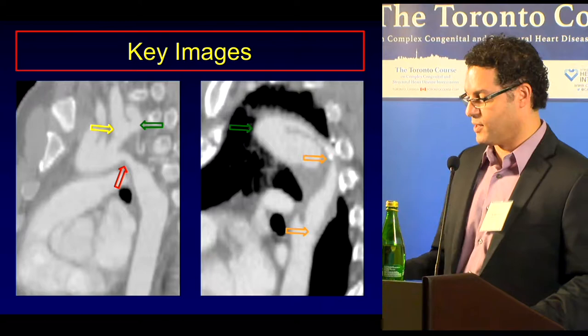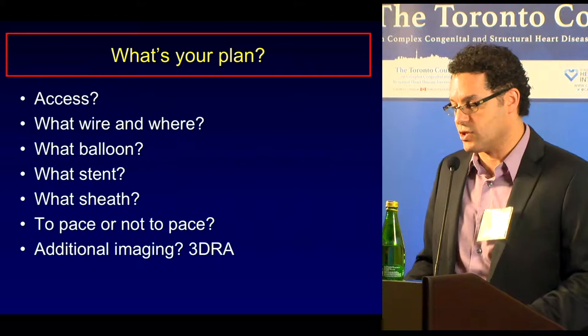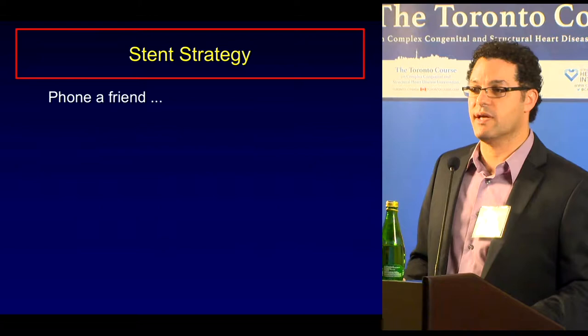So what are you going to use? How are you going to get there? What wire? Where are you going to start? What balloon? What stent? What sheath? To pace or not to pace? Are you going to do additional imaging and 3D rotation? All right, so phone a friend. Anyone have any thoughts? Eric, what would you do?